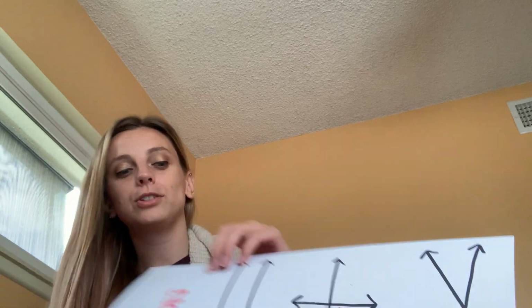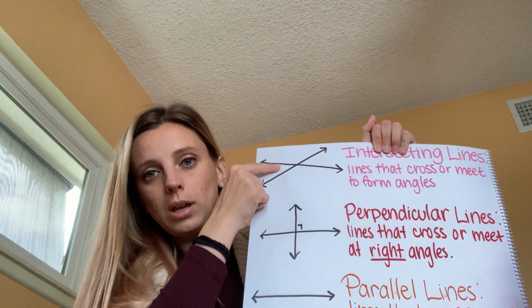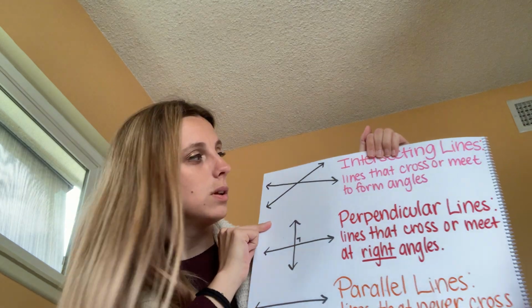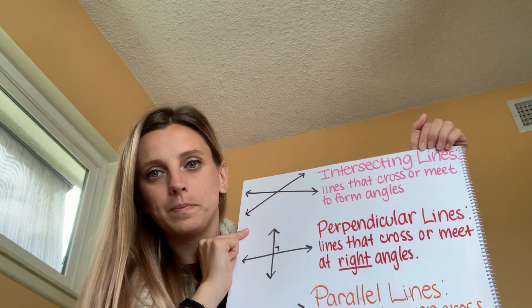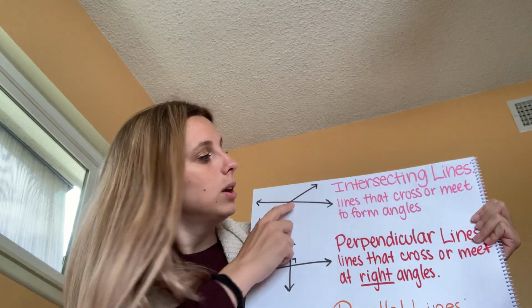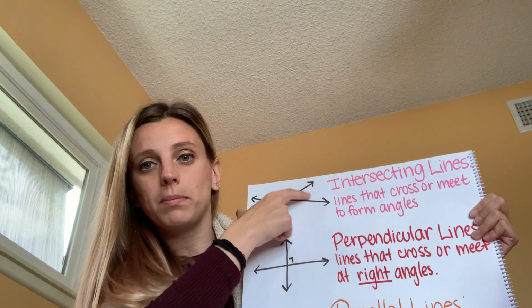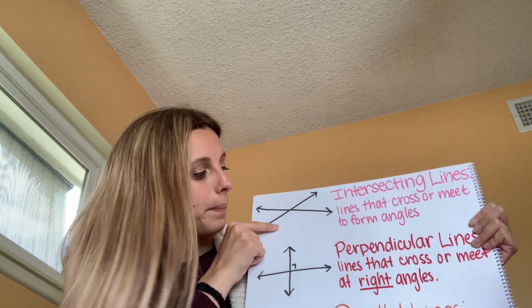When you have 2 lines that cross, but they don't cross at a right angle, they cross at skewed, acute, and obtuse angles, those are called intersecting lines. They're called that because they intersect. Intersect means just to cross. So these are lines that cross or meet, and when they do that, they form angles in between them.